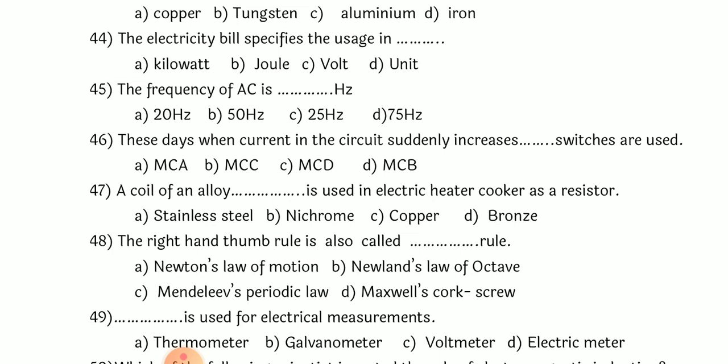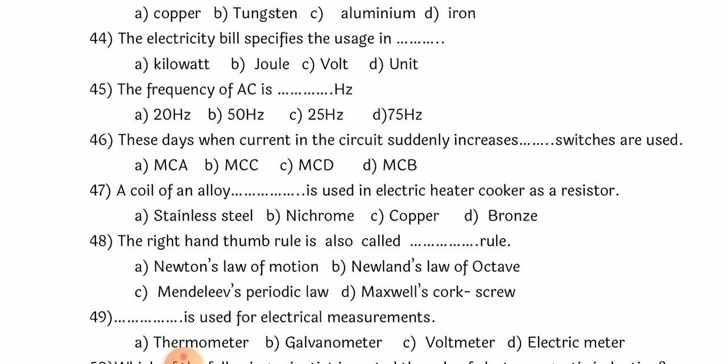Correct. So if one room is having a short circuit or any fault, then the switch will be cut off from that room itself, not from the whole house. So MCB is used nowadays in modern houses. So 47, MCB, it is option D.